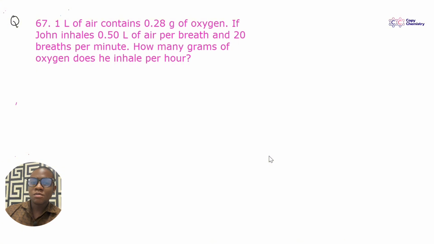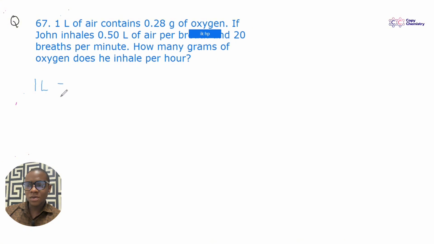You have to break it down stepwise. Try to look for relationships and then develop conversion factors from there. Let me show you how. Let us look at the relationships here. 1 liter of air contains 0.28 grams of oxygen. That's the first thing I'll be writing.